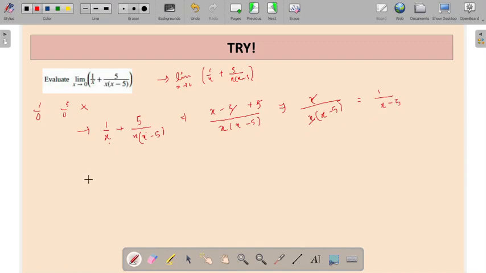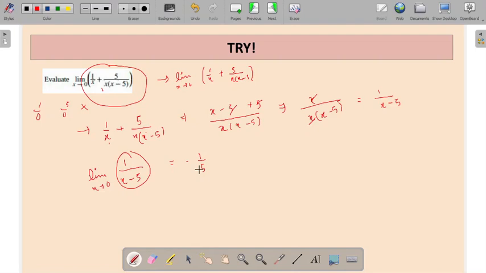Now apply the limit here. Limit x approaches 0 of the function 1 over x minus 5. Now these two functions may seem different to you, but they are equal, because the second function is just a simplified form of the first function, and here the limit will be minus 1 by 5. When we apply the limit laws, I get my limit as minus 1 by 5.